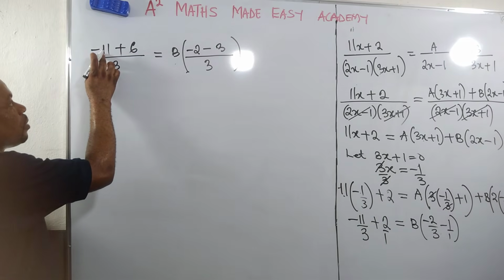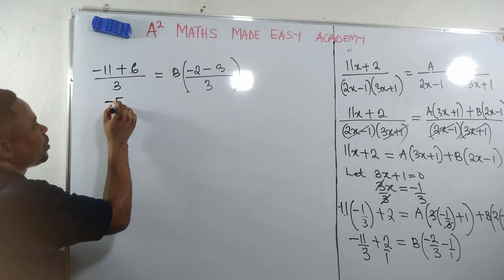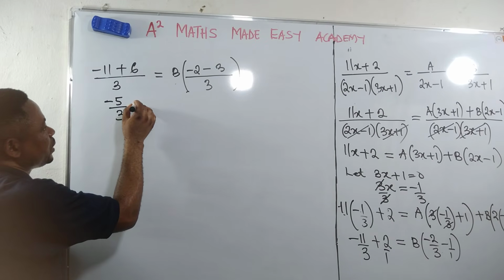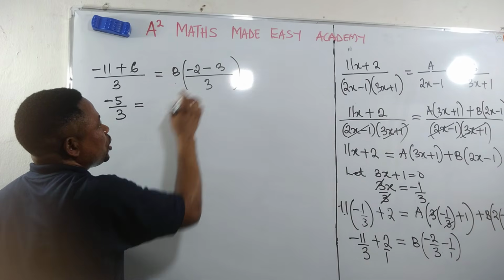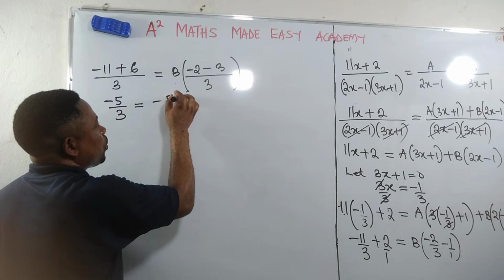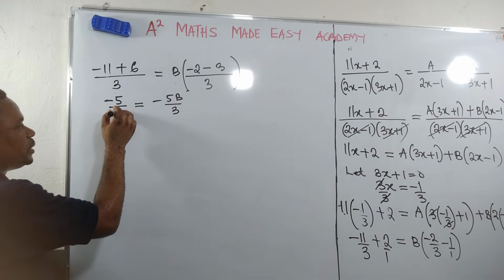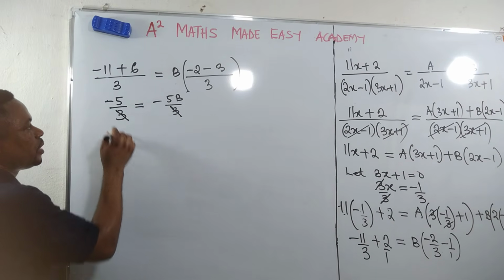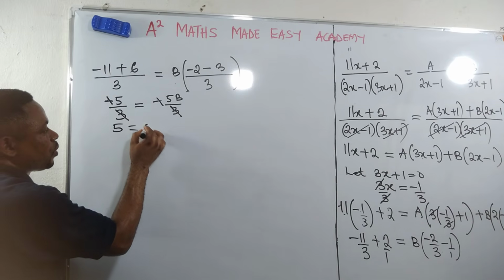So what do we do? Minus 11 plus 6 will give you minus 5, then all over 3. Then equal to. Now minus 2 minus 3 will give you minus 5. Minus 5 times B will give you minus 5B, still over 3. You don't need somebody to tell you what to do. This 3 down, we cancel this 3 down. We are remaining minus, we cancel minus. So remaining 5 is equal to 5B.